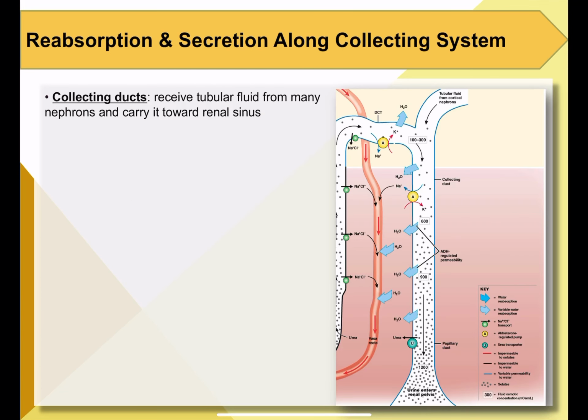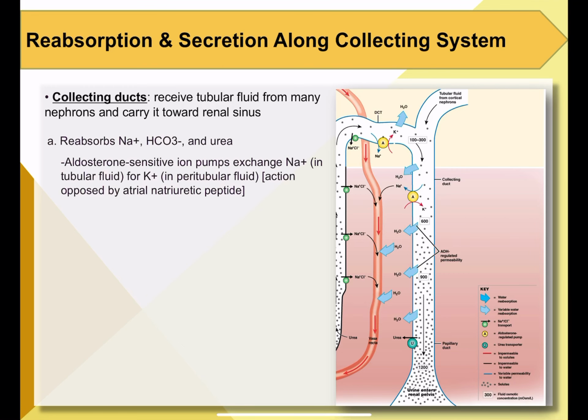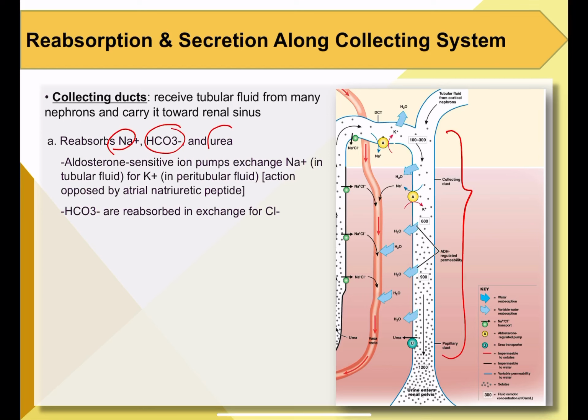All right, so the last portion of the nephron is the collecting system, where you have the collecting duct right here. What's being reabsorbed here is any last of the sodium ions that need to be reabsorbed, bicarbonate ions, and urea. So sodium ions, bicarbonate, and urea. Aldosterone actually stimulates reabsorption of sodium ion all over the nephron. Here is that countertransport of sodium ions with potassium ion again.